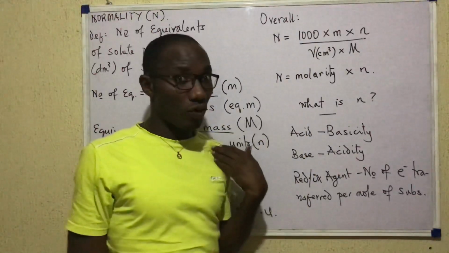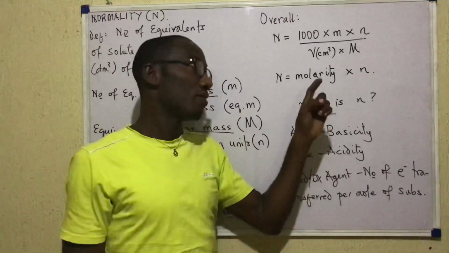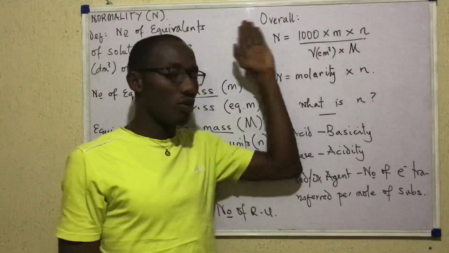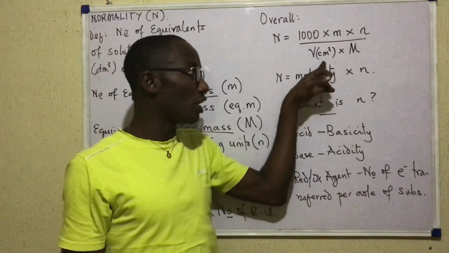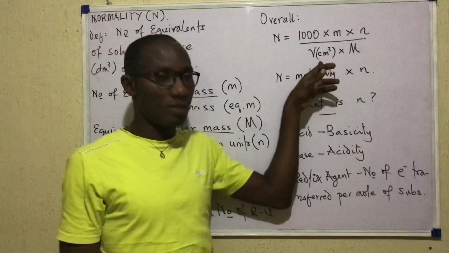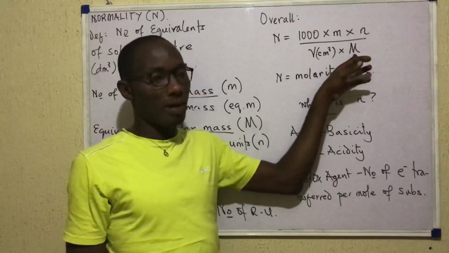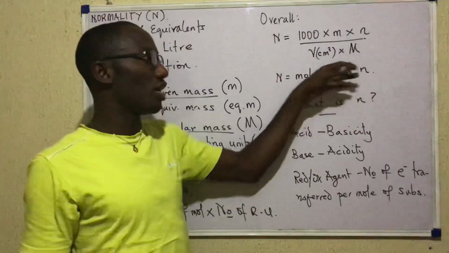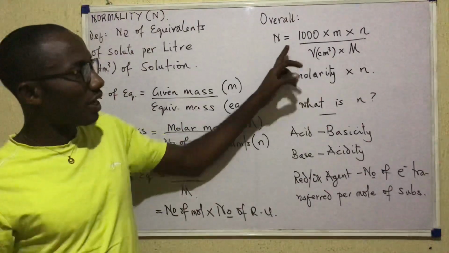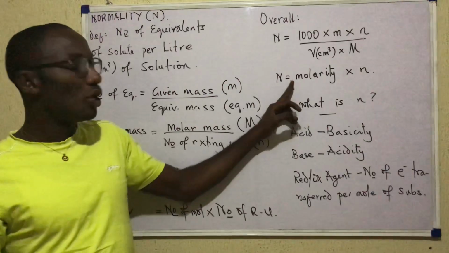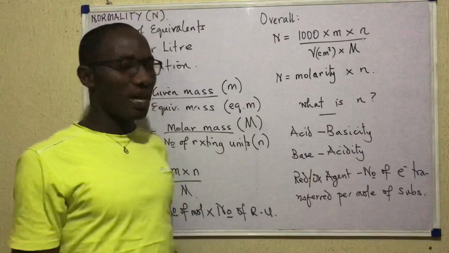If I were given a question where volume of solution was given in dm cube, then I wouldn't need the 1,000. I'll remove it from the formula. But right now I'm leaving the 1,000 there, and I'm assuming that the volume here is in cm cube. Then finally, the capital M there stands for molar mass. So this is the main formula you need for most of your normality questions. But that formula can also be reduced to this. Normality equals molarity times number of reacting units.